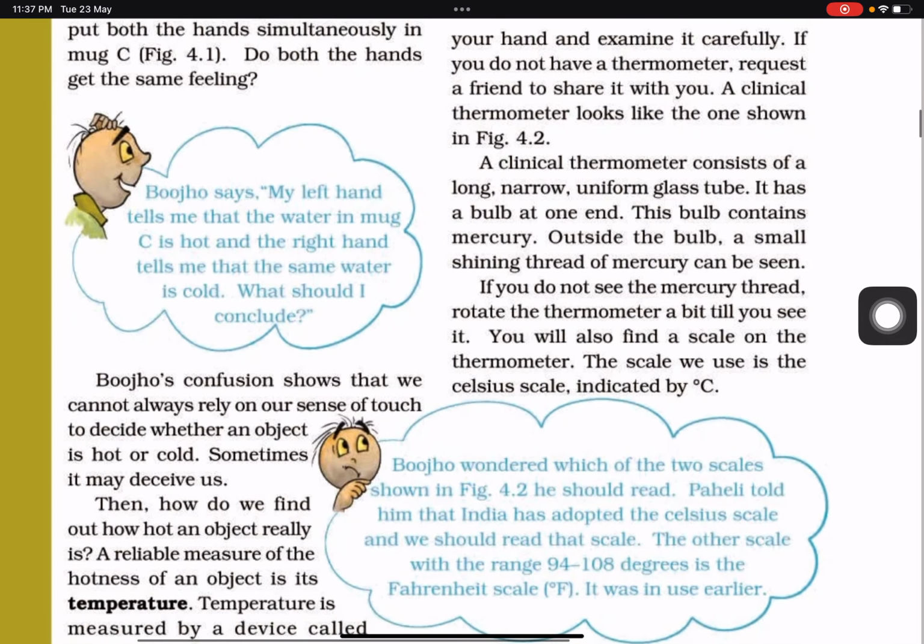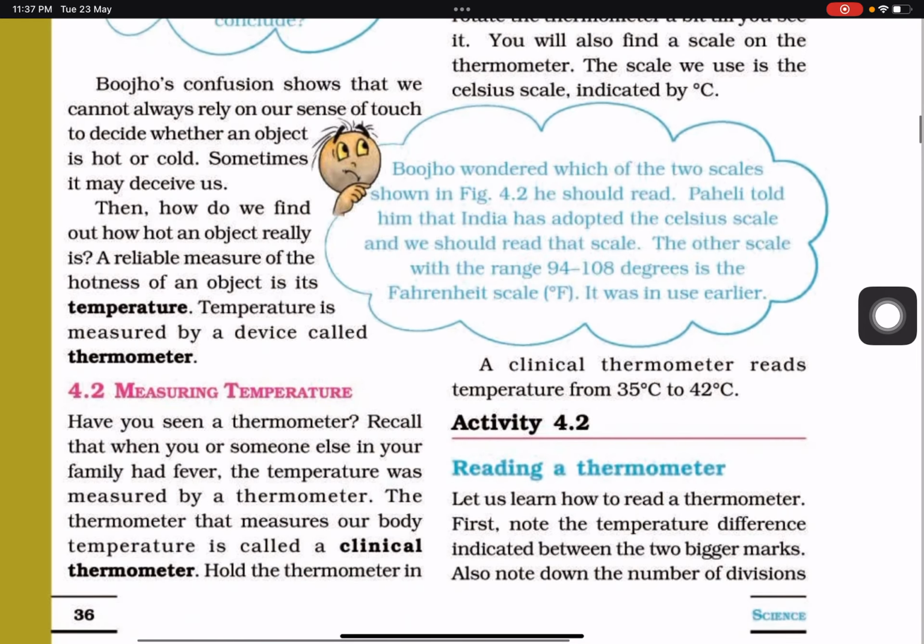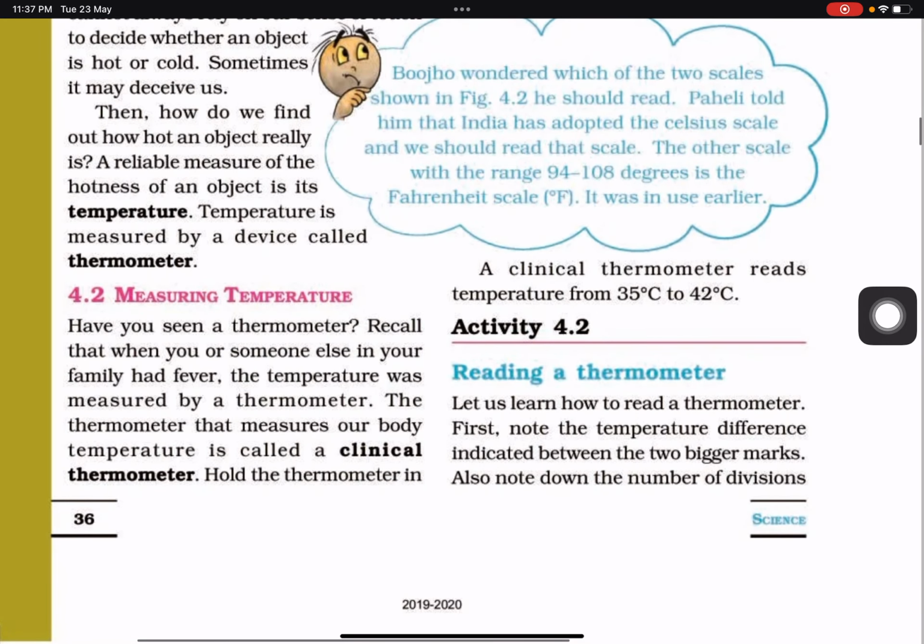And there is a Celsius scale on the thermometer that indicates how hot or how cold an object is.